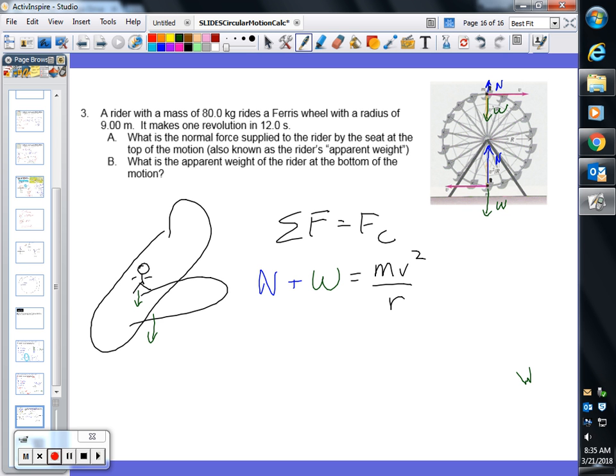1 revolution in 12 seconds. You can calculate 2 pi r.